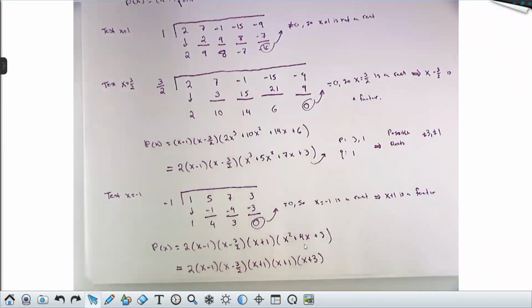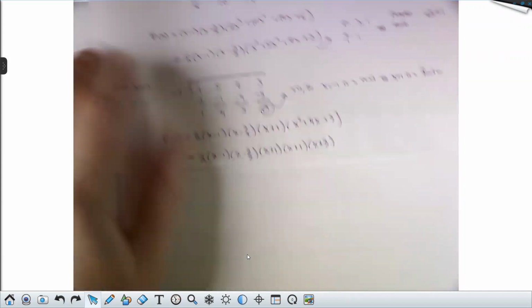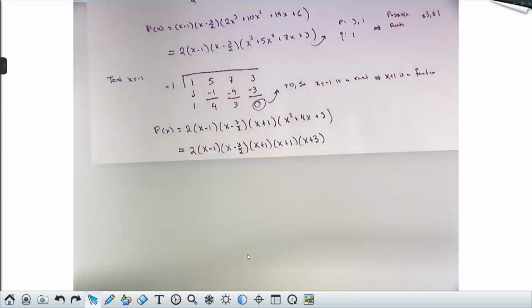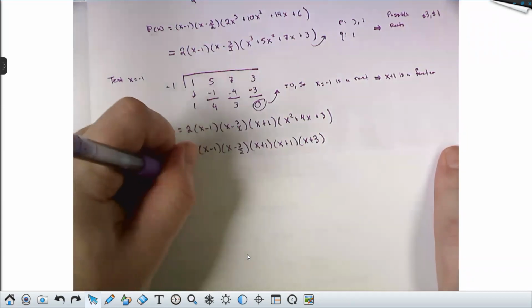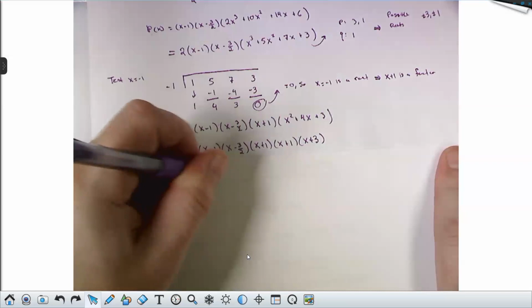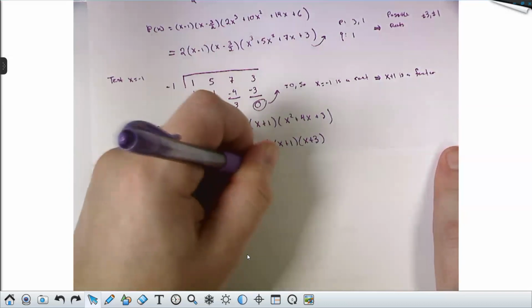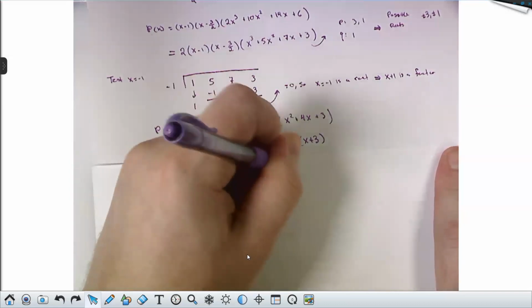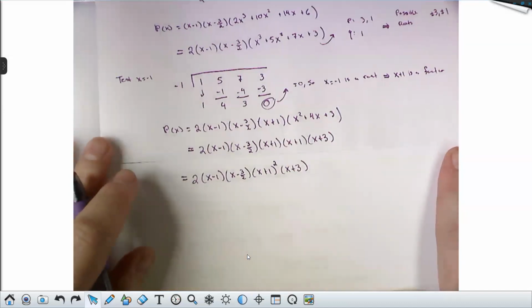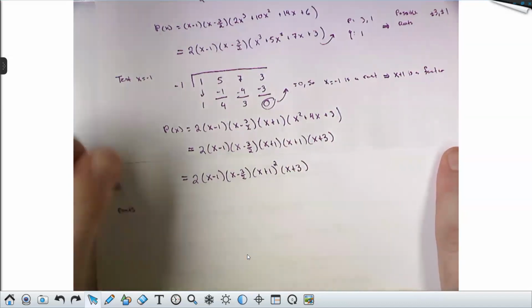Is there anything else I could do with this to help me see what the graph will look like? Any other rewriting of this now? Well, you can make x plus 1 squared, because it shows up twice. Exactly. X plus 1 times x plus 1 is x plus 1 squared, and that's going to tell me the multiplicity of the root at -1. So we have now done the very challenging thing. We have factored a degree 5 polynomial. And we know the roots and their multiplicities.